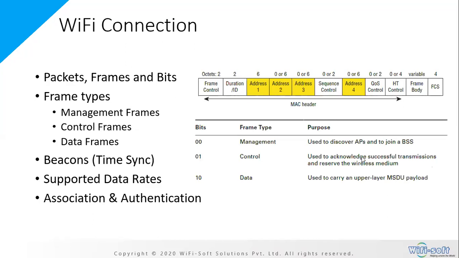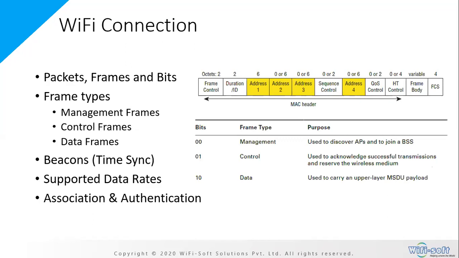The control frames are used to acknowledge the successful transmission and reserve the wireless medium. So once you're connected to the access point, and you're a part of that wireless network, how you participate in that network is controlled by the control frames. There are a lot of protocols there, and a lot of acknowledgements and so on that happen. I will not get into the nitty-gritties of that.